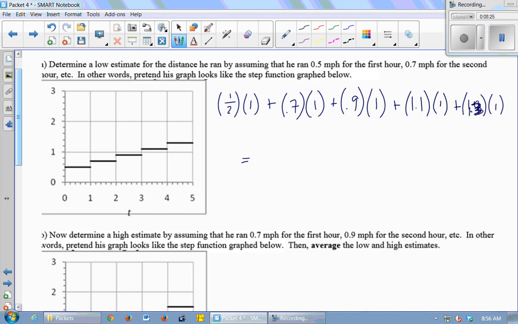4.5? Yeah, 4.5 miles, right? Which we know would be an underestimate because we're underestimating his speed on every interval. Okay, now we want to determine a high estimate.